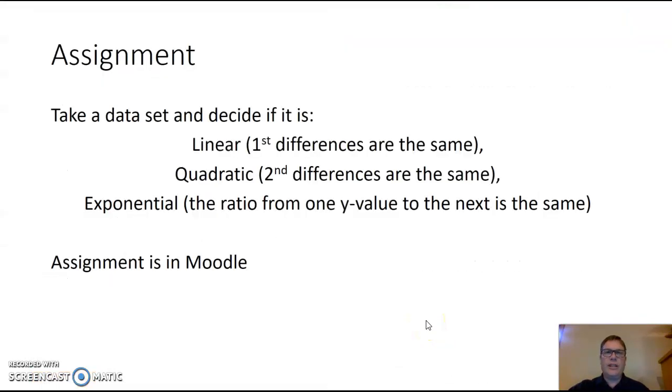If you are in my class, then there's going to be an assignment. The assignment's going to be in your Moodle website. I want you to take the data sets and decide if it's linear, quadratic, or exponential. Again, linear, the first differences are the same. Quadratic, the second differences are the same. If it's exponential, the ratio from each y value to the next one is going to be the same.